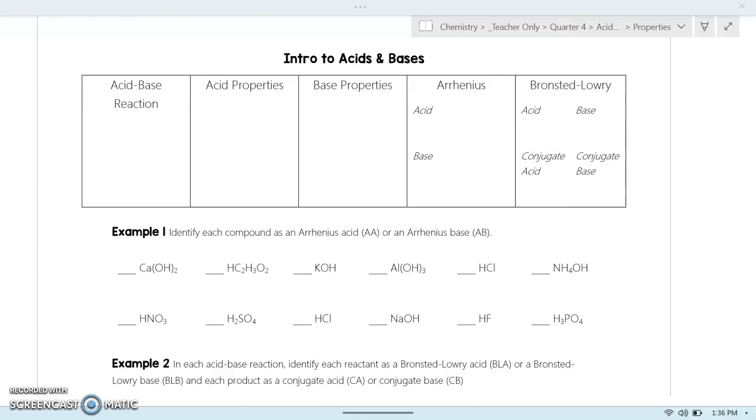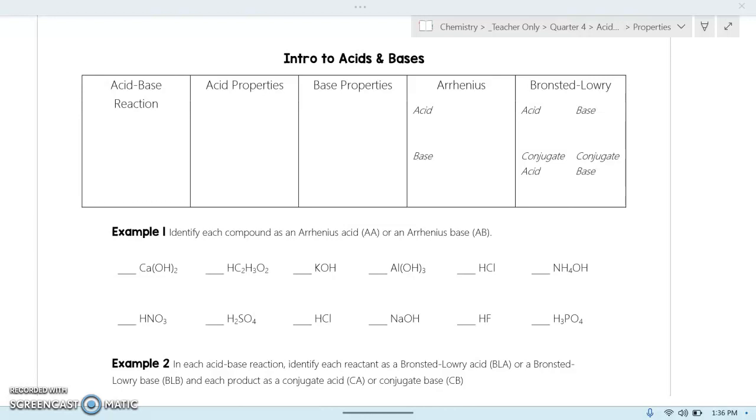Today we start our study on acids and bases, and this is just a 2-week study. This week we're going to focus on definitions and properties of acids and bases, and then next week we will calculate the pH and the pOH to measure the concentration of the acidity and basicity of our solutions.